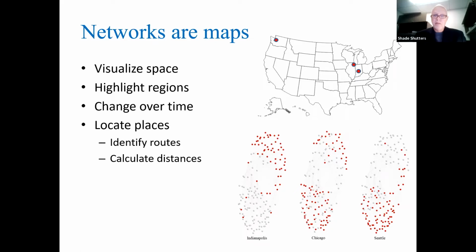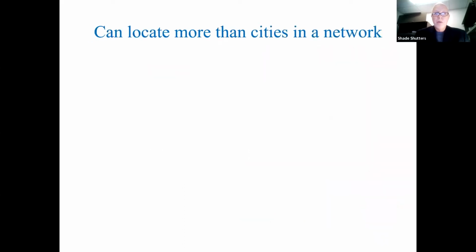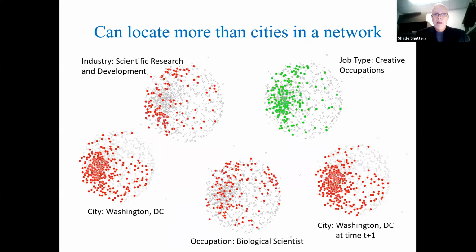And just like the cities above, we can actually quantify the distance not only between the cities, but we can identify routes through the network between these cities. Now, there's one really important difference, though, between physical maps and this network map. And that is that I can locate more than just places in my map. A city can be located because it has a set of skills in its workforce, but so does an industry. So I can locate specific industries in my map. So does an occupation. An occupation is a set of particular skills, so it has a location in this map. And so do groups of occupations like green jobs or creative jobs.